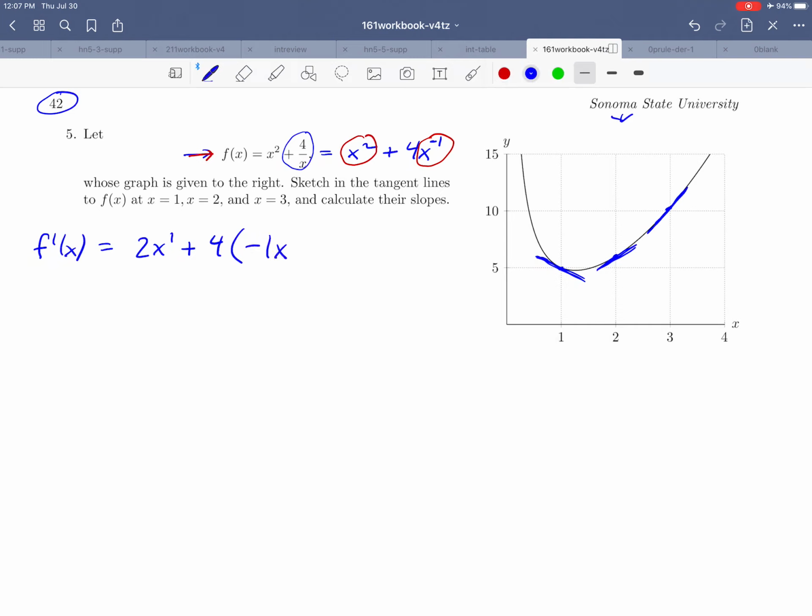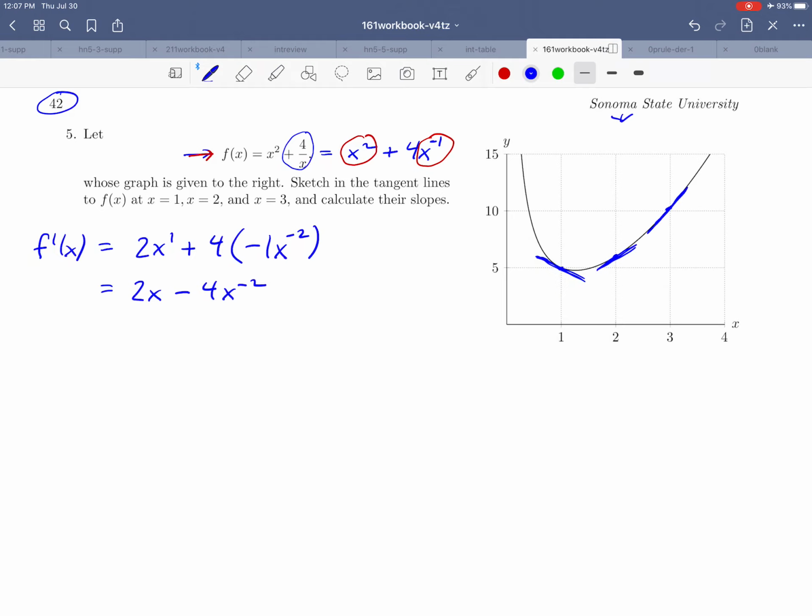What happens if you subtract 1 from negative 1? You get negative 2. So negative 1x to the negative 2 would be our derivative there. Okay, and let's simplify that. So 2x to the first is just 2x, and then we've got a minus 4x to the negative 2. Okay, there's our derivative.